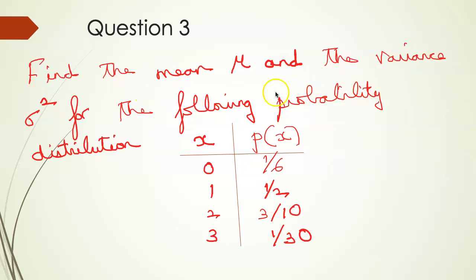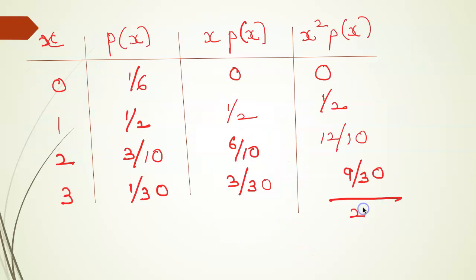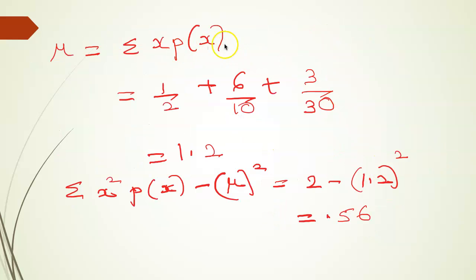So coming to the questions on this, find the mean mu and the variance sigma squared for the following probability distribution. Now this is the notation for variance, sigma squared. So you have values x as 0, 1, 2, 3 and the probability of x. To calculate the mean, make a column for x px and a column for x squared px and calculate the sum of both. So mean is summation x px, which is 1.2. Variance is summation x squared px minus mu the whole squared, that is 2 minus 1.2 squared, which is 0.56.